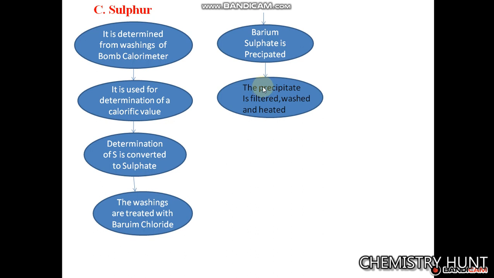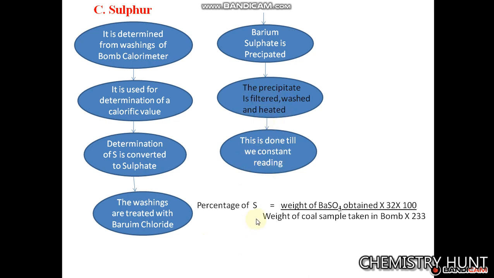The precipitate which we obtain is filtered, washed, and then heated. Now this filtration, washing, and heating is done. We are going to repeat it till we get the constant reading. So the percentage of sulfur will be what? It is the weight of barium sulfate obtained into 32, that is for sulfur, into 100 upon weight of the coal sample taken in the bomb, into 233, which is for barium sulfate. In this way, we are able to calculate the sulfur present in the coal sample.